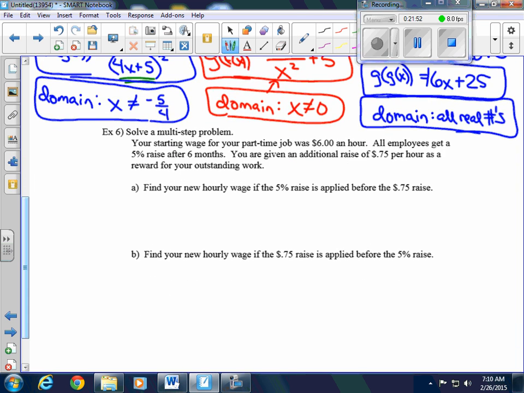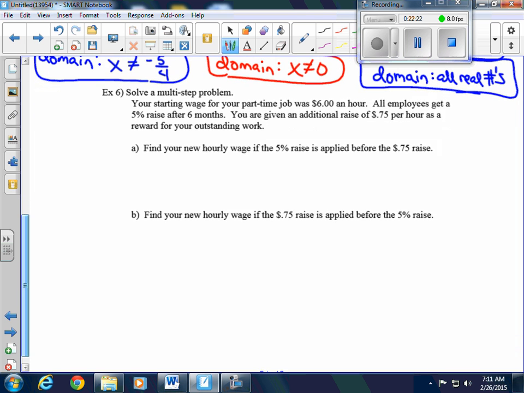Next, we're going to look at example 6, and it's solving multi-step problems. It says your starting wage for your part-time job is $6 an hour. An employee gets a 5% raise after 6 months. You are given an additional raise of 75 cents per hour as a reward for your outstanding work. Find your new hourly wage if the 5% raise is applied before the 75-cent raise.